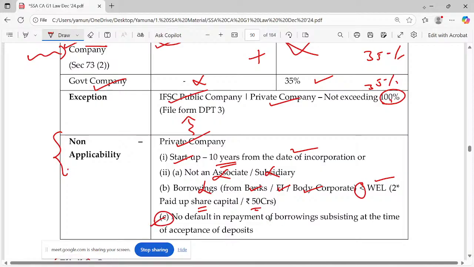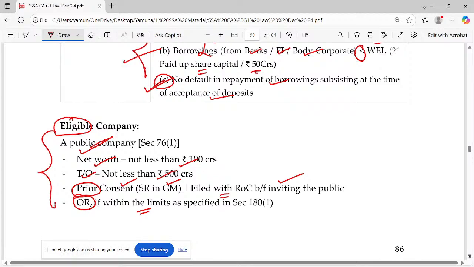See the C point. No default in repayment of borrowings subsisting at the end of acceptance; wherever borrowings were taken, there should not be any default in them. Which means I have borrowed for some 5 years. I have repaid the interest amount correctly. Okay. In case it is over and it is now 7 years, which means you have made a default in principal and also interest. So no default has to be made in terms of bonds. Okay, so these companies are not eligible. This type of private companies are not eligible.